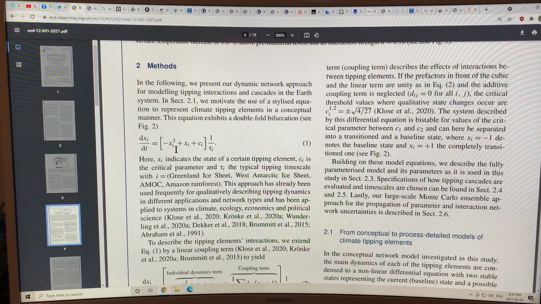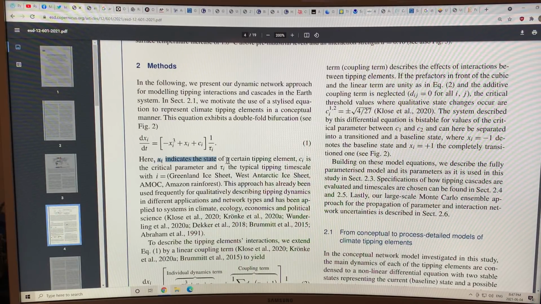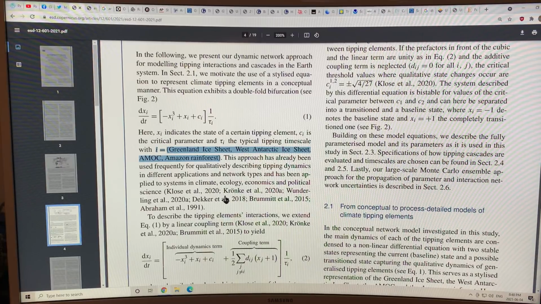The way you model it is, x_i is the state of a certain tipping element, c_i is a critical parameter, and tau_i is a typical tipping timescale. And i would be 1, 2, 3, 4. 1 is the Greenland ice sheet, 2 is the West Antarctic ice sheet, 3 is AMOC, 4 is the Amazon rainforest. This, of course, should be extended to 20 or 30 and have all of the tipping points in. Hopefully that is done soon. And so the rate of change of the element with time has a nonlinear factor, a linear factor, and then the critical parameter here.